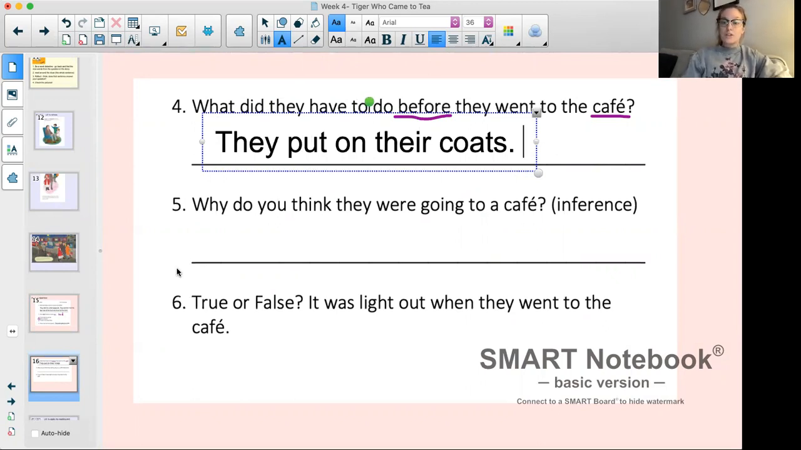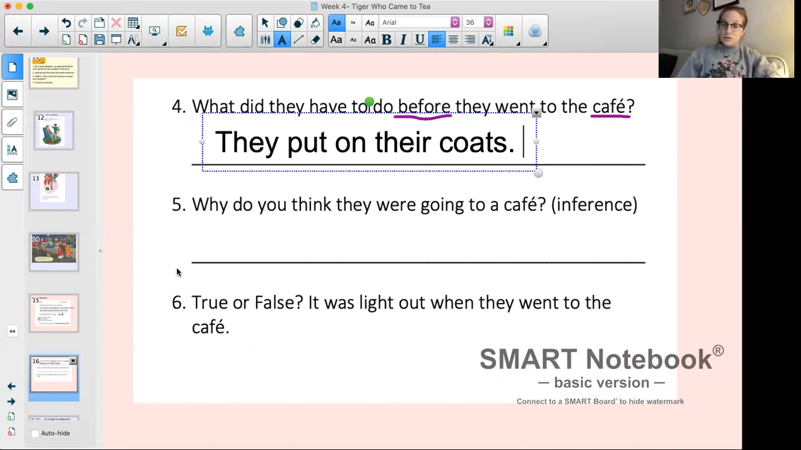Number 5, why do you think they were going to a cafe? And remember, this is not a retrieval question. This is an inference question. So you get to think about what you know from the story and come up with your own ideas. From some of the submissions I saw on the email yesterday, a lot of us thought they had to go to a cafe to get some dinner because they didn't have any food. Someone said maybe Dad wanted to make them feel better about the tiger eating all their food, so they went to a cafe. So they're definitely going to a cafe to get something to eat, and you can give an extra reason as to why you think they're going.